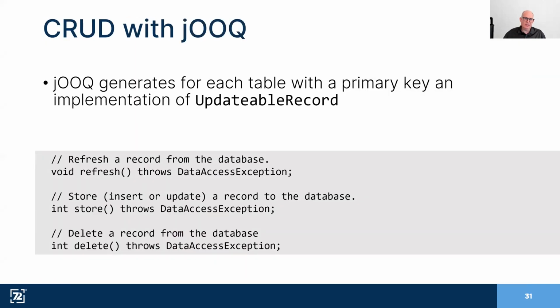And if you want to do create, read, update, and delete, then you can use the updatable record. For every table, jOOQ generates a record. And if the table has a primary key, jOOQ will generate an updatable record that comes with some methods like refresh, store, and delete. And then you have kind of an active record pattern where you can directly use this with your application to create such a CRUD application.